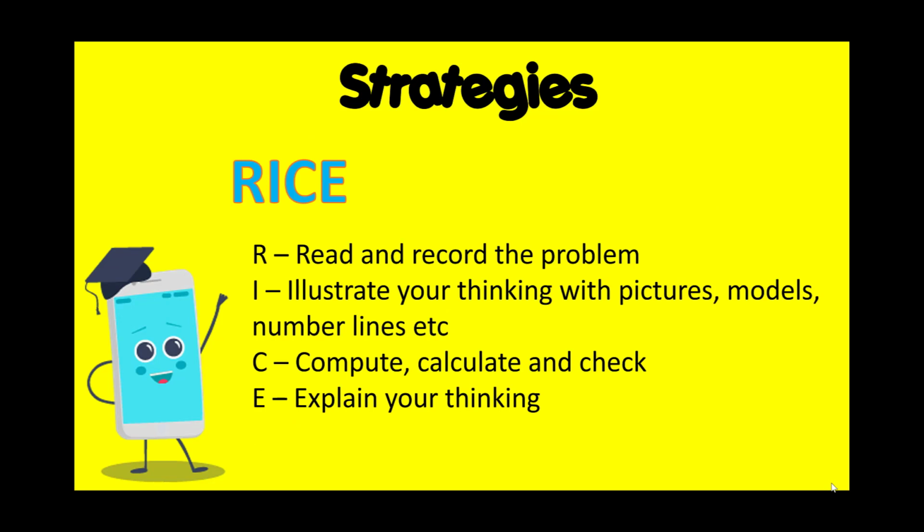Finally, we have RICE. Read and record the problem. So you might want to write the problem out again. Illustrate your thinking with pictures, with models, number lines, with whatever's going to help you. C stands for to compute, calculate and check. So once you've understood your problem after demonstrating it or illustrating it with pictures, you're actually going to calculate it and check it. And then E is to explain your thinking. Can you explain how you approach the problem and how you solve the problem?